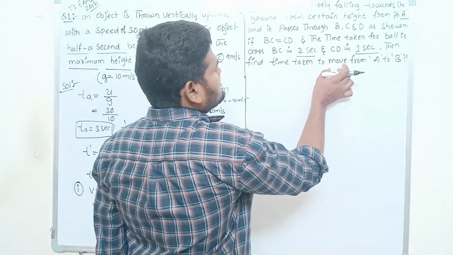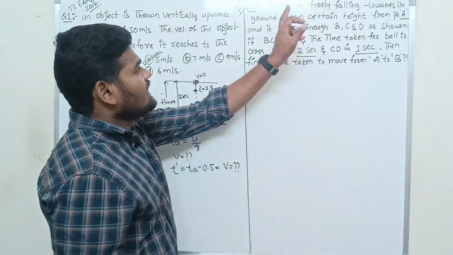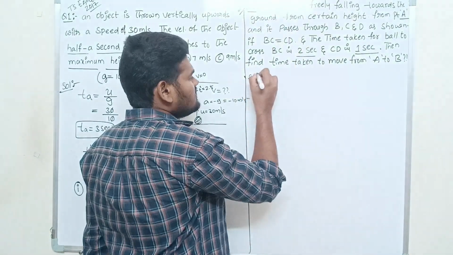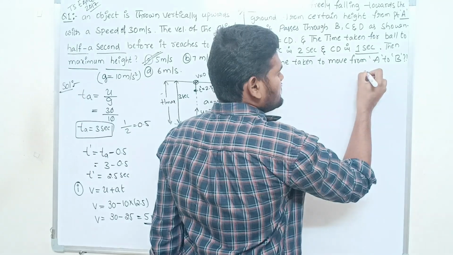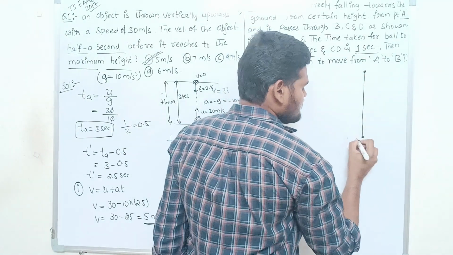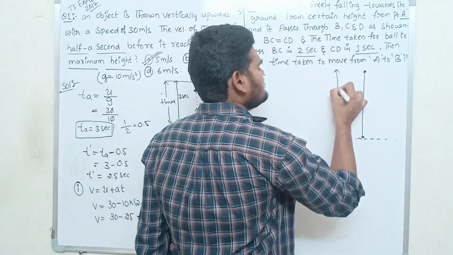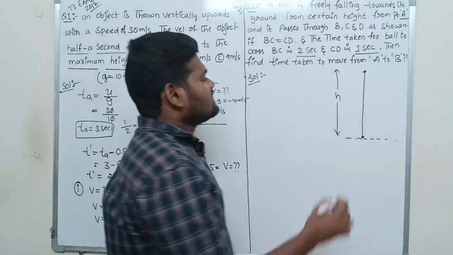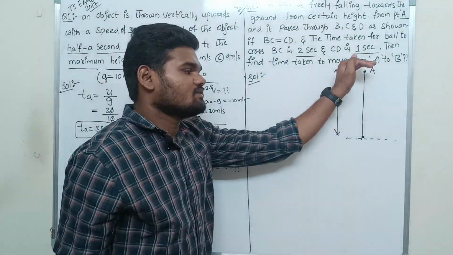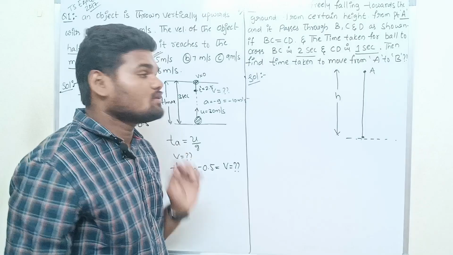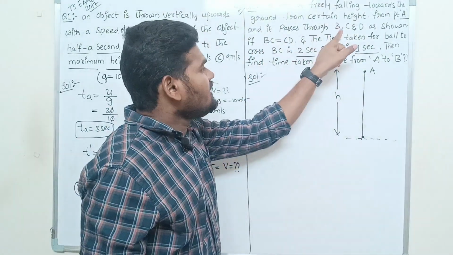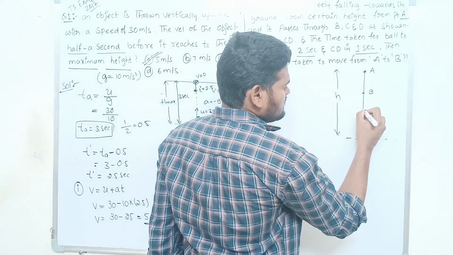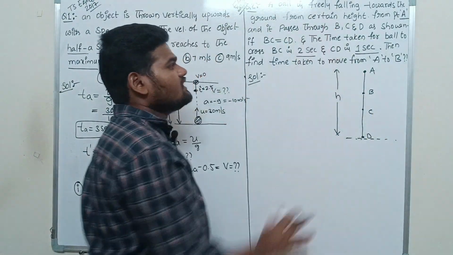Let's discuss this problem. A ball is freely falling towards the ground. Have a look. They have taken one ball and it is freely falling towards the ground, that means from a certain height. From point A, this ball is freely falling towards the ground, and it passes through the points B, C, and D as shown in the figure.